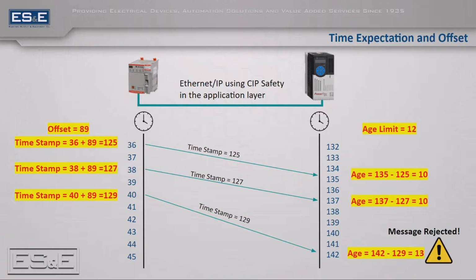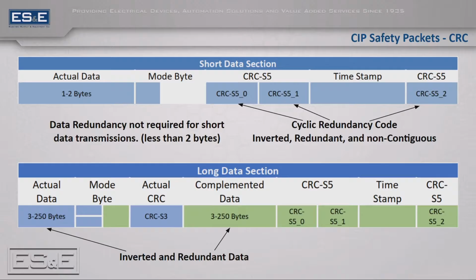So let's take a little bit of a deeper look into the packets of information I've been talking about as well. For shorter pieces of safety data, less than 2 bytes of information, we actually don't use data redundancy. It's been determined that we don't need that level of redundancy for short pieces of safety information, but we're still using that cyclic redundancy code, and we're still cross-checking it at the end devices to verify that we're receiving valid data. Now that data is both inverted for cross-checking, and it's also non-contiguous, so it's in different segments of the data packet itself, so that if there are issues in a particular part, we can detect that as well.